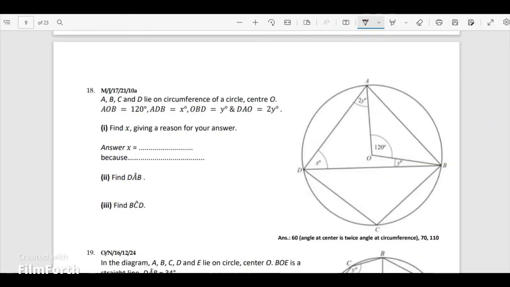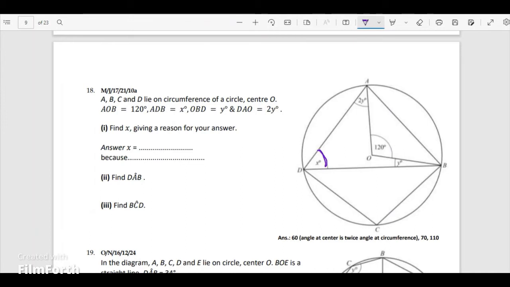A, B, C, and D lie on the circumference of a circle center O. AOB equals 120 degrees, ADB equals x degrees, OBD equals y degrees, and DAO equals 2y degrees. Find x giving a reason for your answer. All right, so we have to find x.